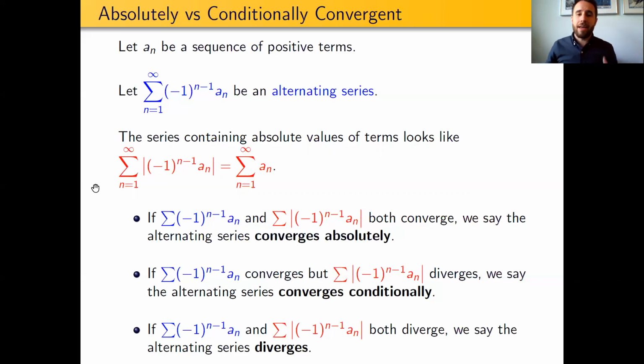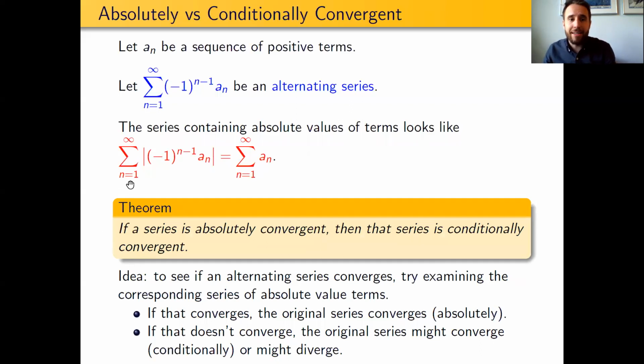Now notice we haven't examined the case in which an alternating series diverges, but the absolute value series converges. It turns out that that is not able to happen. That is actually impossible, and that is summarized in this theorem down here. This theorem says that if an alternating series is absolutely convergent, then that series is also conditionally convergent. Or in other words, if the absolute values of the terms converge, then the non-absolute value of the terms, the alternating series, must also converge.